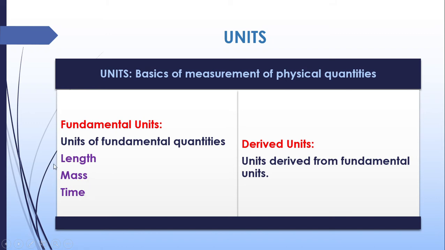All the other physical quantities are derived from these three fundamental quantities. Those quantities are known as derived quantities, or derived units: the units derived from the fundamental units. For example, the unit of force is a combination of these three. The unit of pressure is also a combination of these three. Like that, other quantities are derived from the fundamental quantities, and their units are known as derived units.